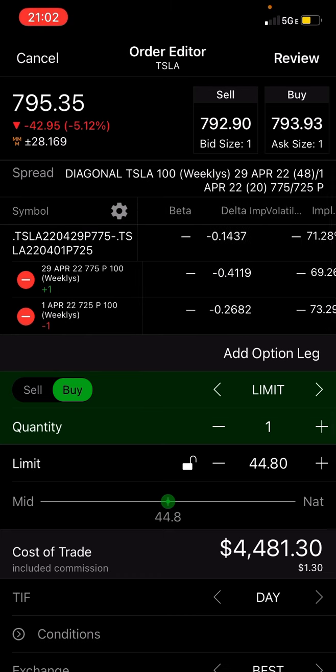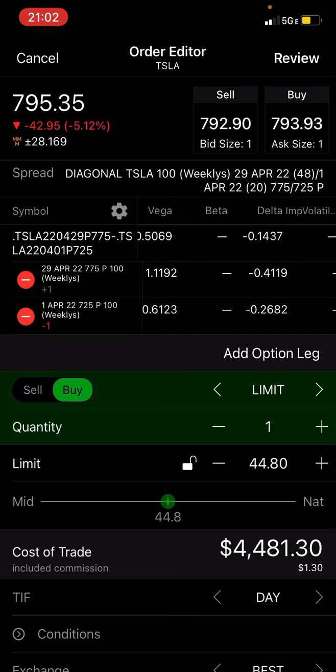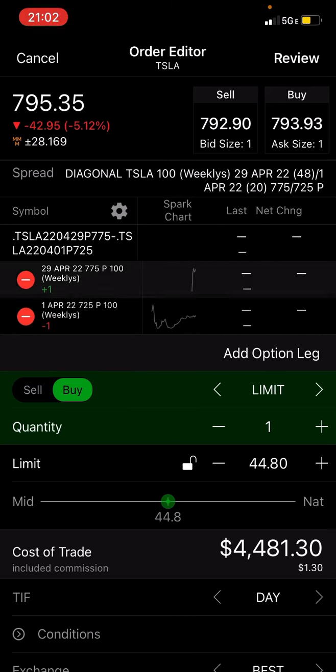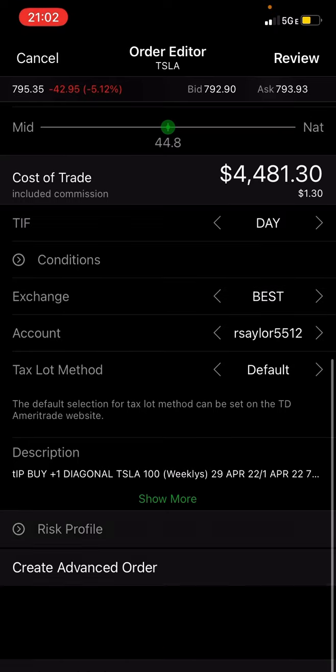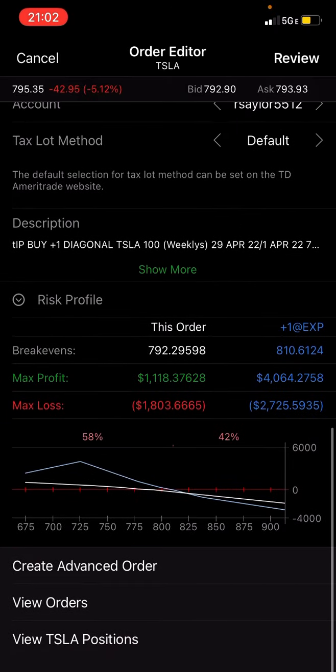The delta is negative 14 on this particular one. Hey, there we go. It updated the price. Okay, so this is a 44.80 debit, okay? Let's go down here to the bottom, and you can see the risk profile on this. As you can see, the break even on the upside is actually 810. So the break even is above where it's currently trading, right? That gives me a lot of flexibility, even if it just kind of stays right where it's at.